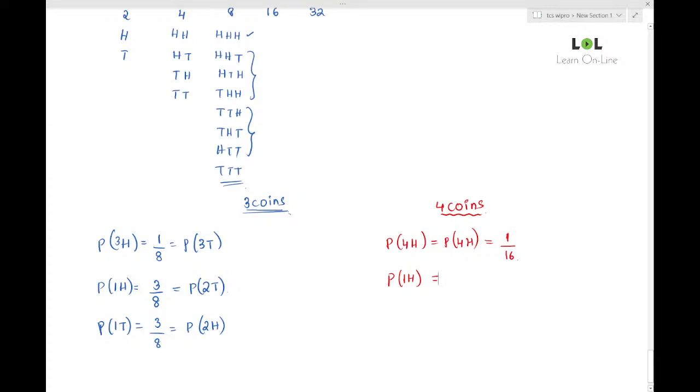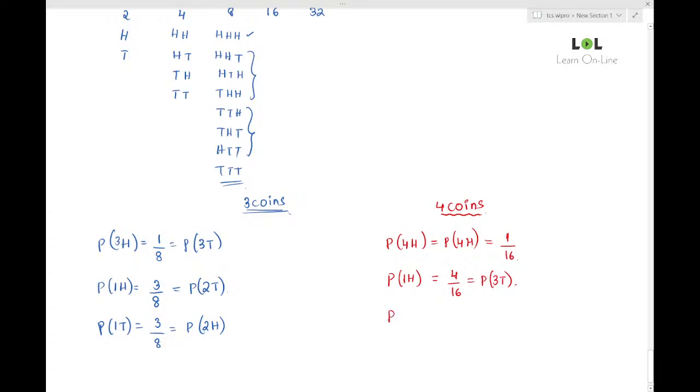Probability of 1 head. Exactly, 1 by 4. How do we get it? 1 head means where can I get it? I can get it in the first coin, or in the second coin, or in the third coin, or in the fourth coin. That means 4 favorable cases out of total 16, which is 1 by 4. So this is also the same as the probability of 3 tails. It means if you are getting 1 head, obviously you are getting 3 tails.